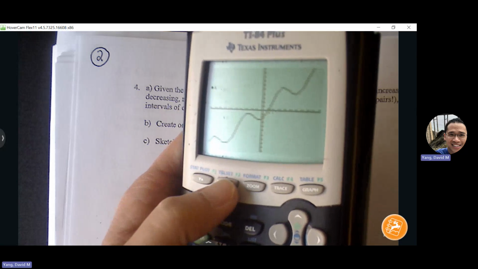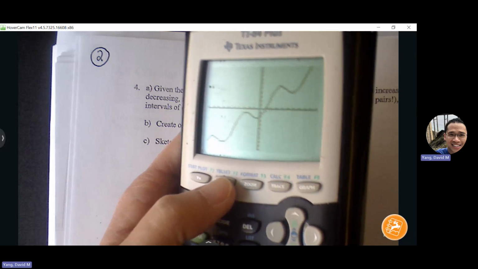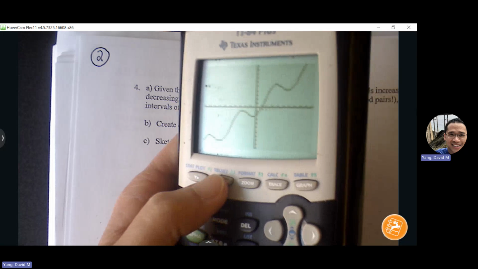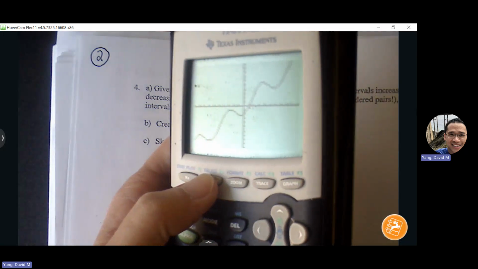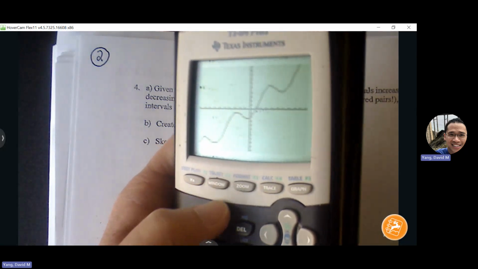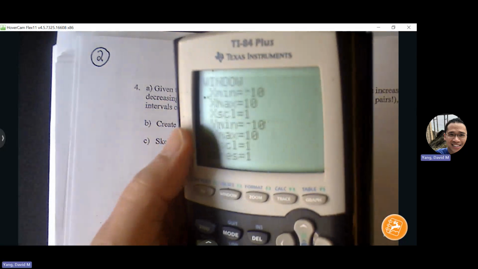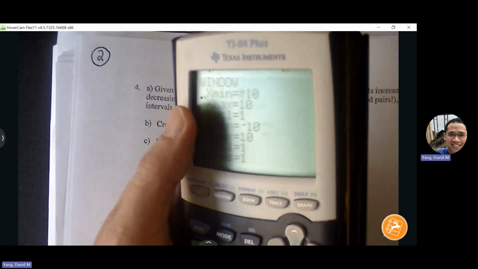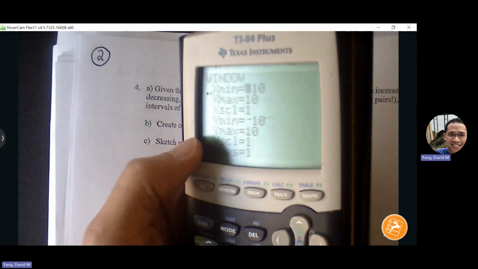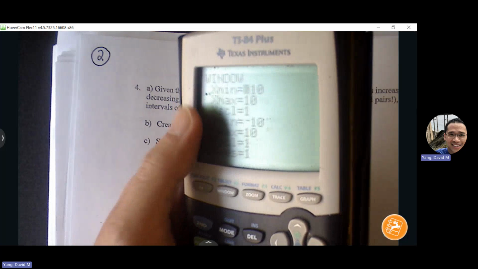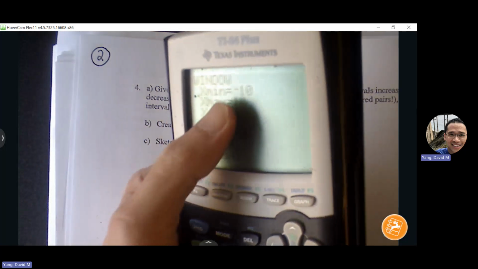Now, if you do want to make some very specific changes to what you want the graph to show you, you're going to go to Window. You see how there are these options here: X-min, X-max, Y-min, and Y-max. These are the only 4 values you really want to play with.